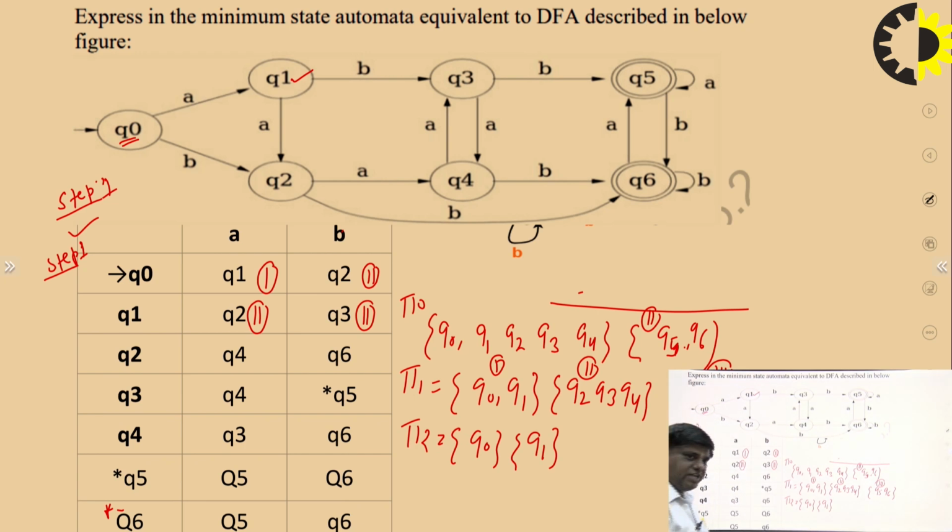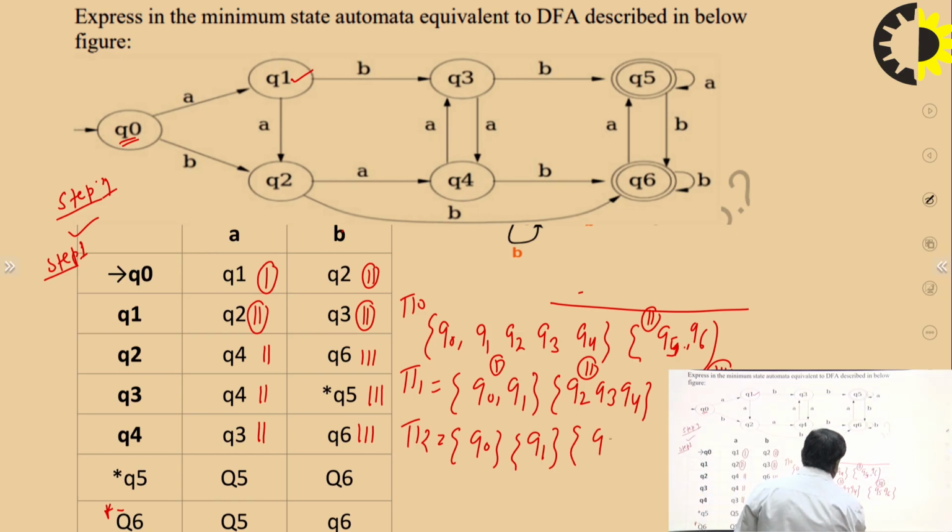Now check Q3, Q2 and Q4. Now Q3, that is Q4, that is in set 2, and here is set 3, Q5. Q4, that is set 2, now that is set 3. And Q4, that is again set 2, and now this is set 3. It means these three states have the similar behavior, so lie into the same set. That is Q2, Q3 and Q4 have the similar behavior, so lie into the same set.